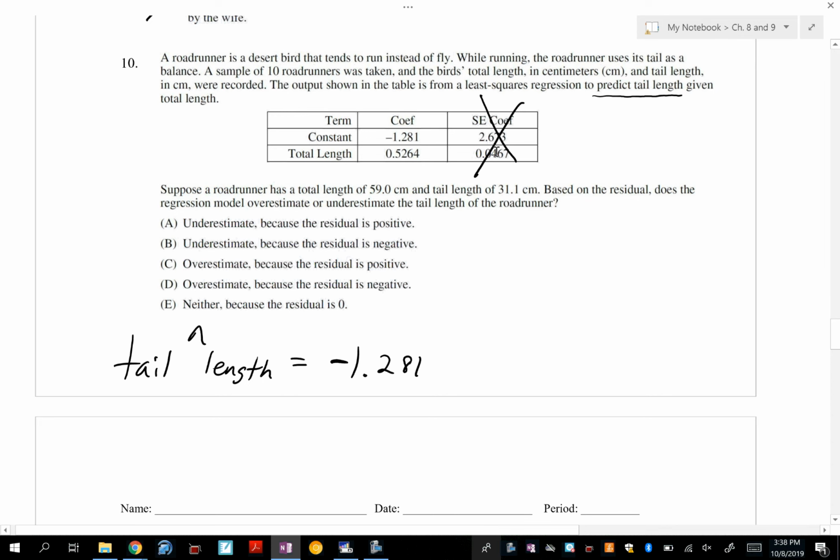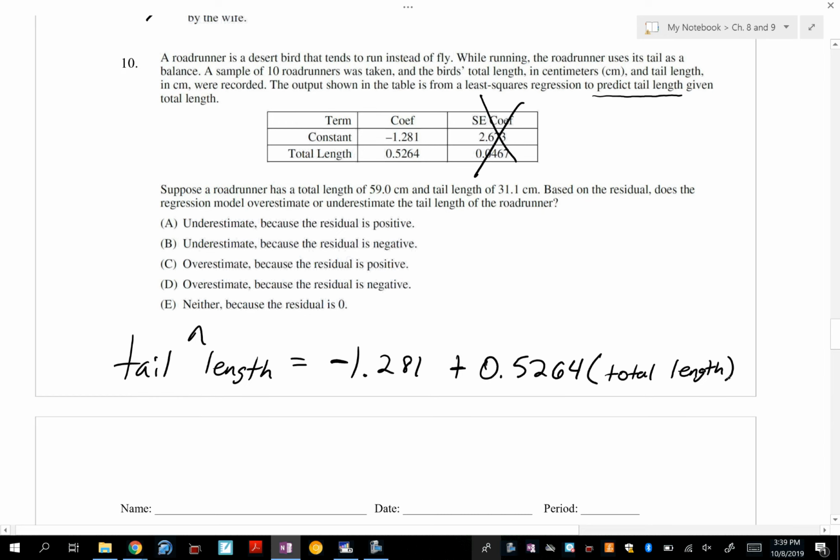All right. Do you see how the next coefficient is positive? So plus that 0.5264 is called the what? The slope. This is the slope. The coefficient for the one that has a name that's not constant. See how it says total length and not constant? That one is always the slope. The slope, all right, times total length. I'm never going to write x. I'm always going to write the variables.